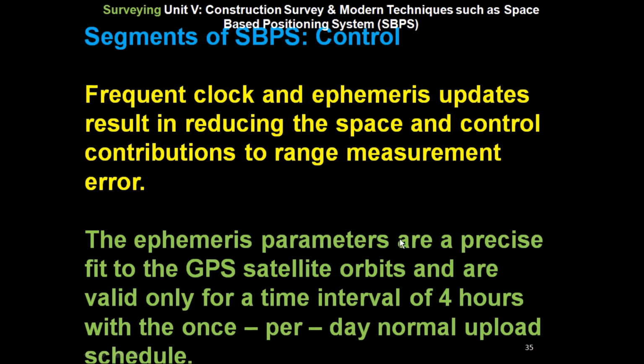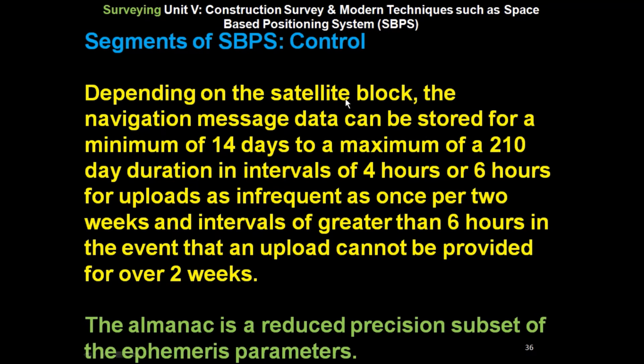The ephemeris parameters are a precise fit to the GPS satellite orbits and are valid only for a time interval of 4 hours with the once per day normal upload schedule. Depending on the satellite block, the navigation message data can be stored for a minimum of 14 days to a maximum of a 210-day duration, in intervals of 4 hours or 6 hours for uploads as infrequent as once per 2 weeks, and intervals of greater than 6 hours in the event that an upload cannot be provided for over 2 weeks.